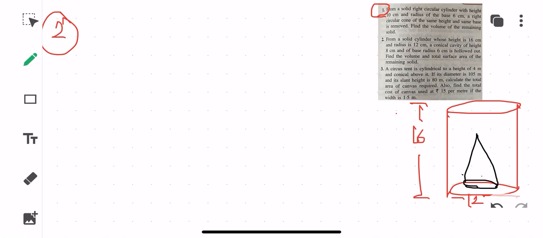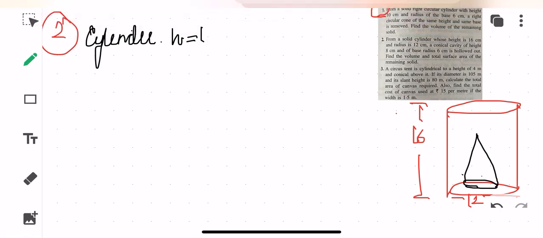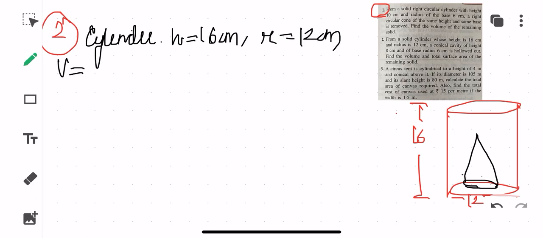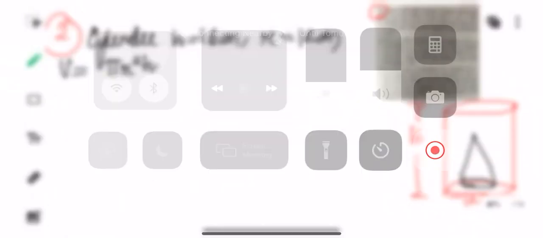You can simply write like this, children, for the cylinder: height has been given as 16 centimeter and the radius has been given as 12 centimeter. So the volume is equal to what? Volume is equal to pi r square into h. So this in turn will be equal to what, children?